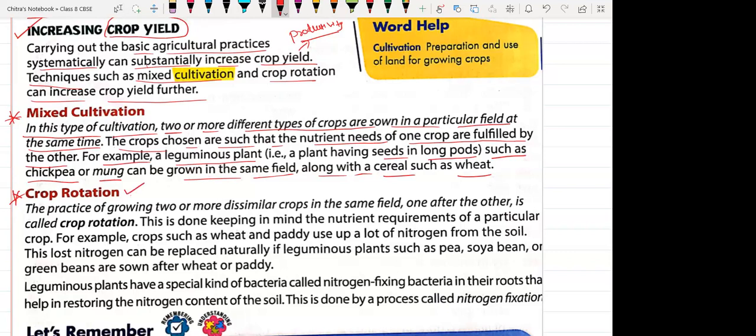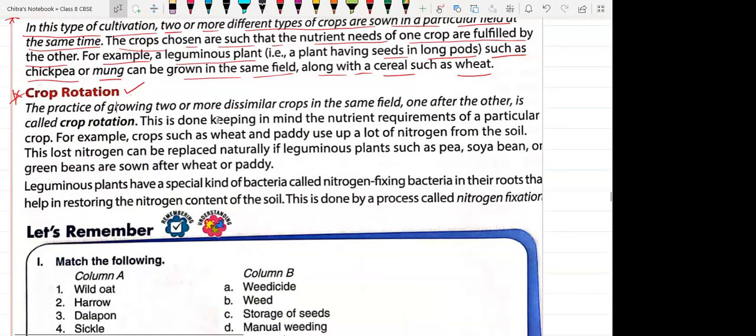Then we have crop rotation. A particular crop absorbs the same type of nutrition, right? That's why this crop has to be grown alternately with another type of crop. The practice of growing two or more dissimilar crops in the same field, one after the other, alternately, is called crop rotation. This is done keeping in mind that the nutrient requirement of each crop is different.